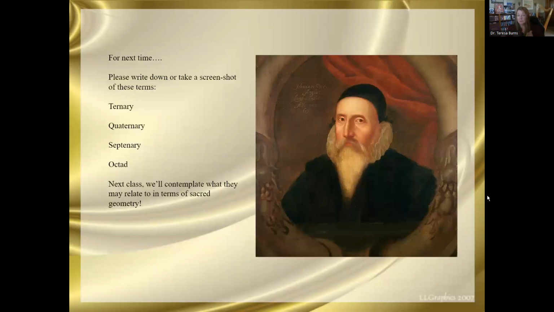Okay, so next time I'm going to go on to Theorem 6. You might want to either take a screenshot or write down these terms and make sure you know them. I'll define them then too, but ternary, quaternary, septenary, and octad, and we're going to contemplate what those relate to in terms of sacred geometry. We'll briefly look at how they relate to something on the tree of life, although we won't be looking at all 10 theorems together, the first 10, and in terms of how they relate to the 10 Sephiroth, until we get all the way to 10.